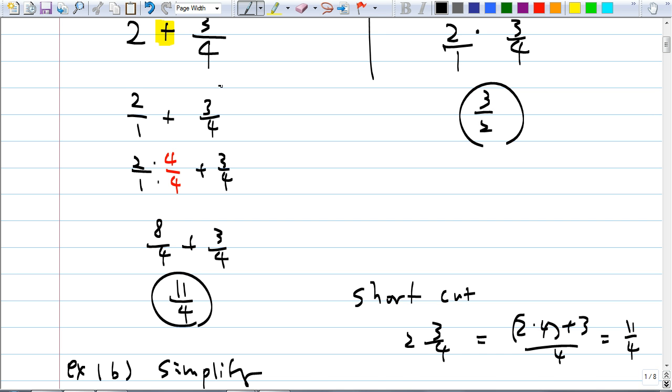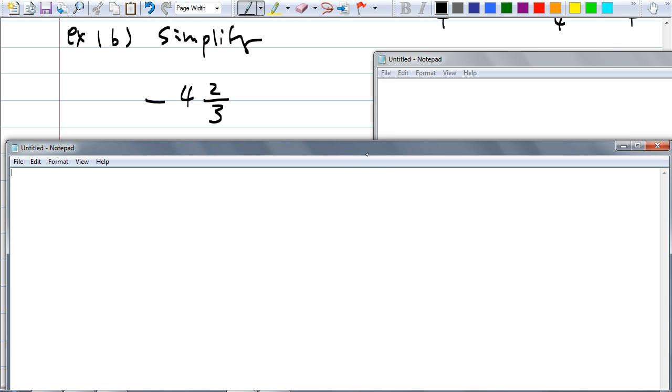Okay, this one is kind of interesting, even though it's very straightforward, and a lot of you have already seen this before. Okay, let me go to example 2. So look at example 1b now. Now I have negative 4 2/3. Okay, so how many people think they know how to rewrite this as an improper fraction?